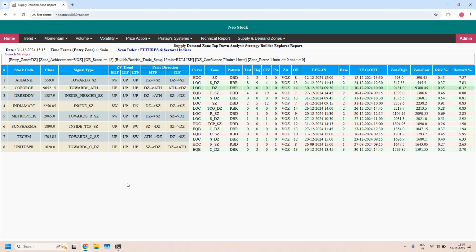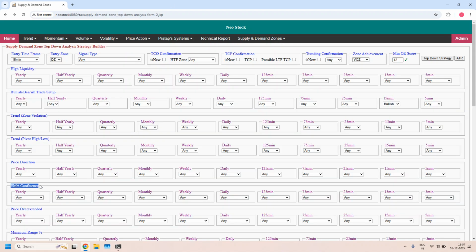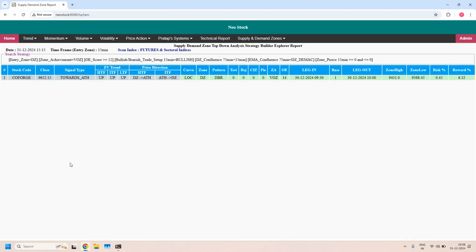That is ITF trend. And if the 75 minutes demand zone is having daily EMA confluence, they are even more high probability setup stocks. Let us verify. In the EMA confluence at 75 minutes time frame, because 15 minutes demand zone is part of the 75 minutes demand zone, that's why we are looking for 75 minutes demand zone having daily EMA confluence. With this filter, we got one stock. So this is even more high probability trade setup supported stock.